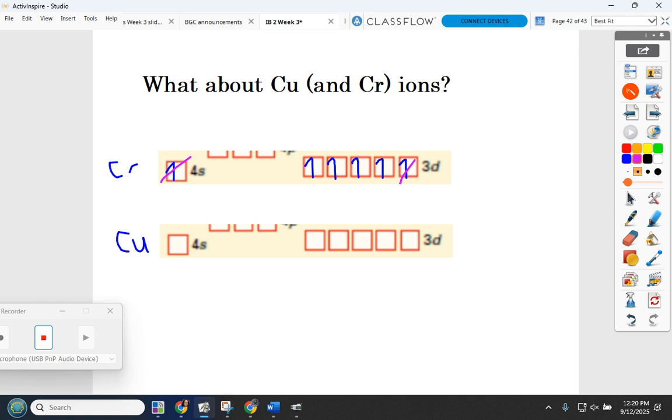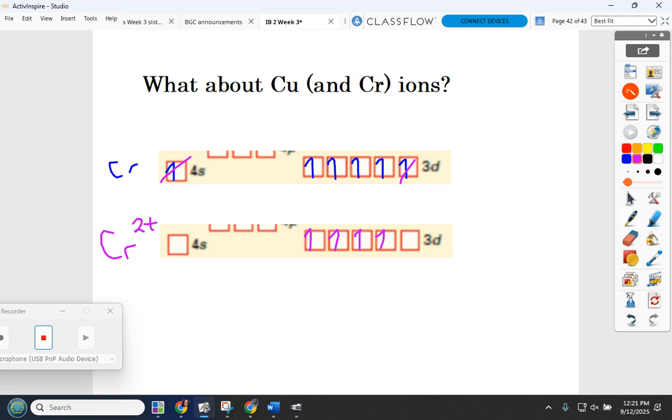Once you have the correct neutral electron configuration, it's exactly the same as the other transition metals in that you're losing the 4s first, and then you're losing them out of the 3d, right? So let me do this to make it a little bit more clear. If this is chromium 2 plus, then we would lose the 4s, and we would have 4 electrons in the 3d.